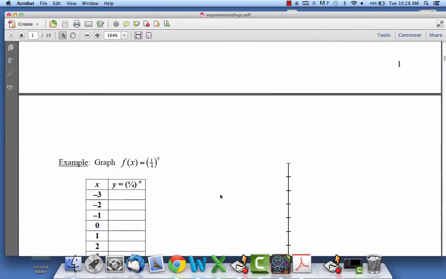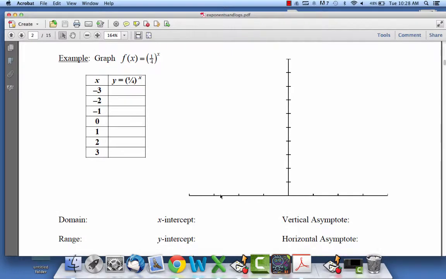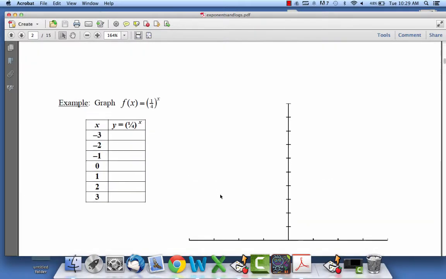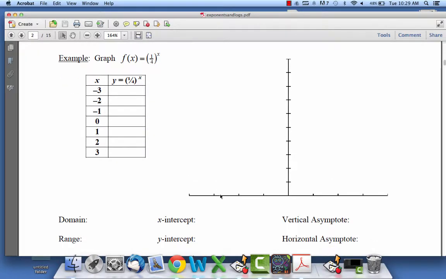Oops. Okay. If I was going to graph 1/4 to the x, so I should have made these match. I should have made these 2.5, but I'm going to make this 1/2. So on your paper, you'll just change it to 1/2.